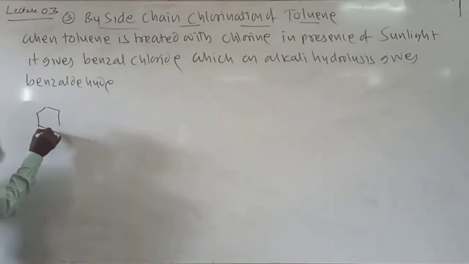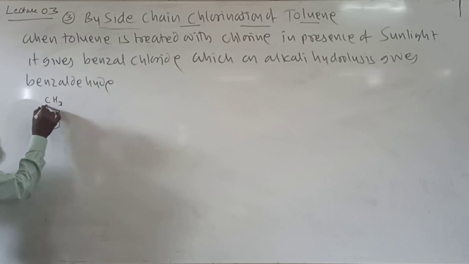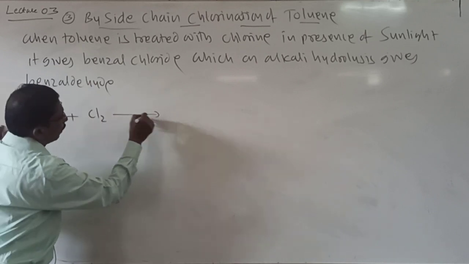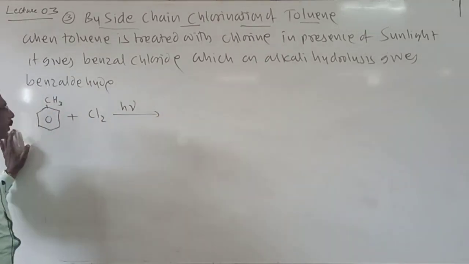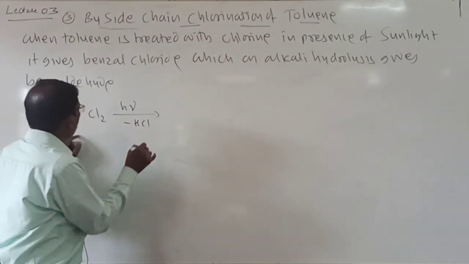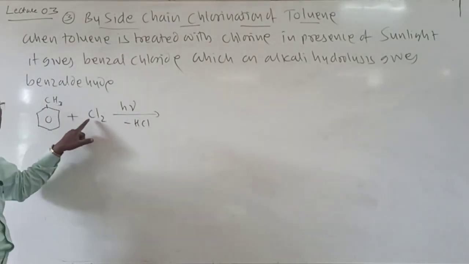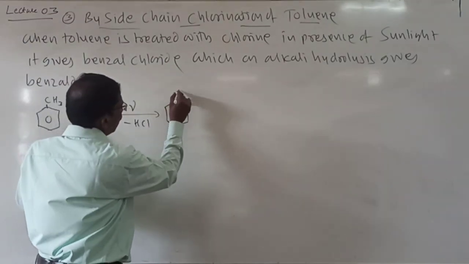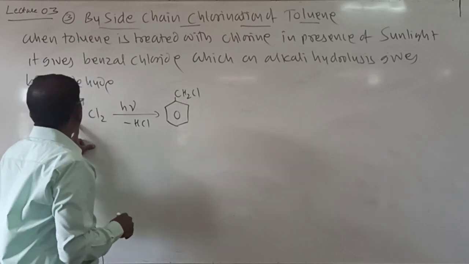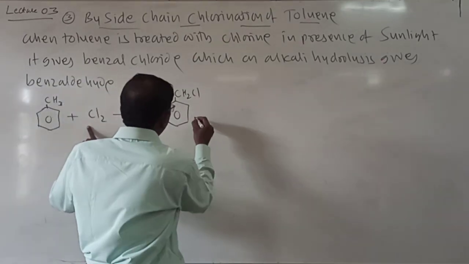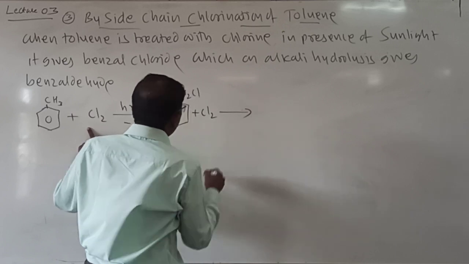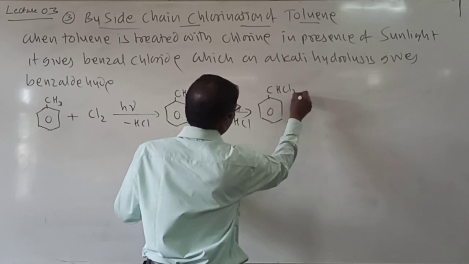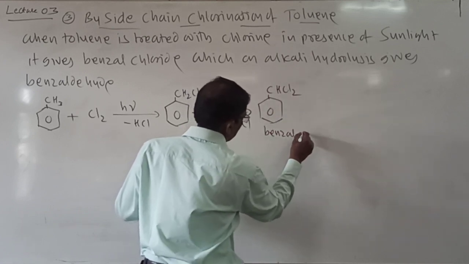I will write here. So first toluene. When toluene is treated with chlorine in presence of sunlight, HCl is removed, forming CH2Cl. So this is side chain chlorination. Again it is treated with chlorine, and again HCl is removed. Then it forms CHCl2. It is called benzyl chloride.